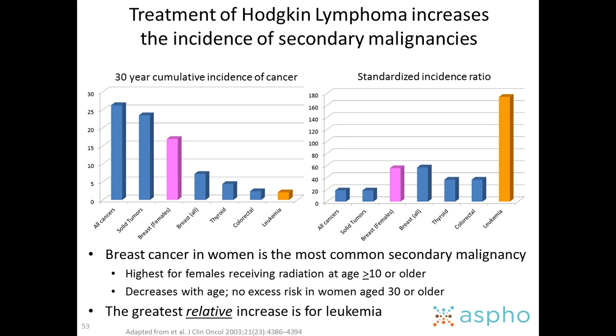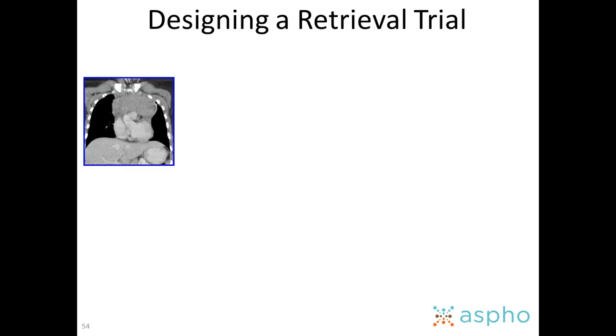The greatest relative risk, however, is leukemia, which is still low, as you can see on the left, but the relative risk is about a 160-fold increase due to the alkylating agents and epipodophyllotoxins.